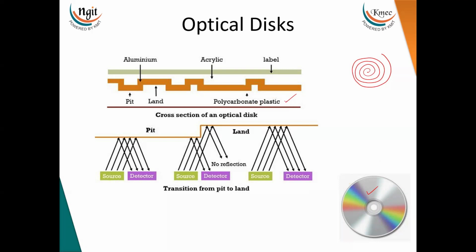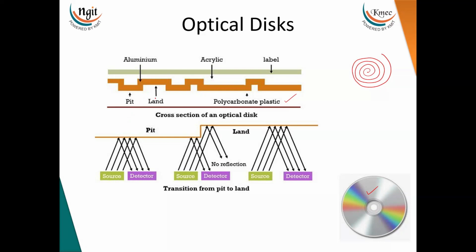And the surface of the plastic is programmed to store data in the form of pit and land. Now here you can see the pits and the lands. So on this polycarbonate plastic, the data is stored in the form of pit and land.